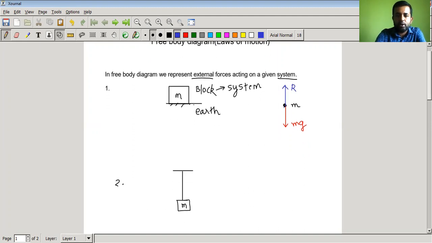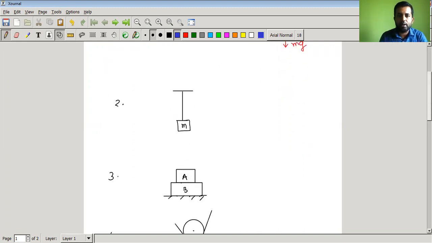Okay, now let us take the second example. Now in this case you can see, let us consider a mass is hanging through a string. We are considering massless string. Okay, now let us say this mass is our system. And we are going to draw the free body diagram of the mass. Again, we all know that it will be attracted by earth. If we let it go, if we cut the string, it will fall down, right? So it is feeling a force by earth, mg, right, this mass.